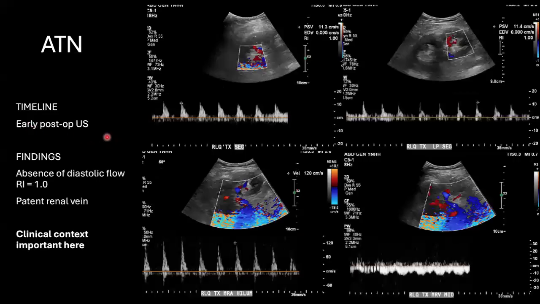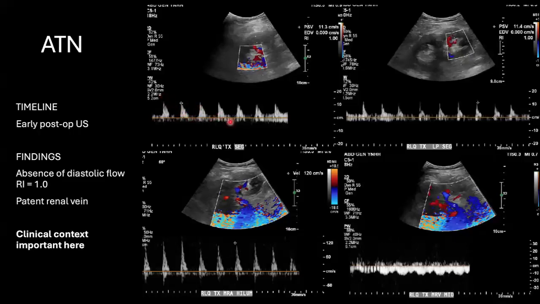So this is an early post-op ultrasound in a patient showing, again, you can see here, this is the peak in the intrarenal artery. We are right in the kidney right here. Sorry, the images are too small, probably. But basically, you see here the peak systolic velocity. We don't see any reversal of diastolic flow. These are just artifacts. But basically, there is absent diastolic flow.